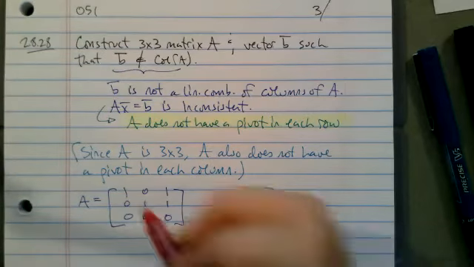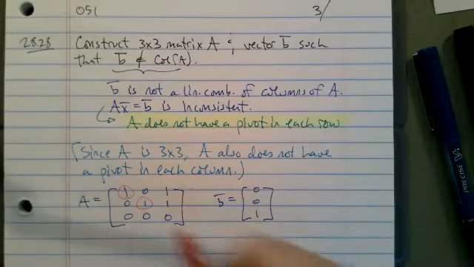The important thing to realize here is that we needed to construct a 3 by 3 matrix A that did not have a pivot in each row. And then find a vector B that was not in the span of the columns of A. Now AX equals B will be inconsistent because B is clearly not a linear combination of the columns of A. And that's what we were looking for. Any questions?